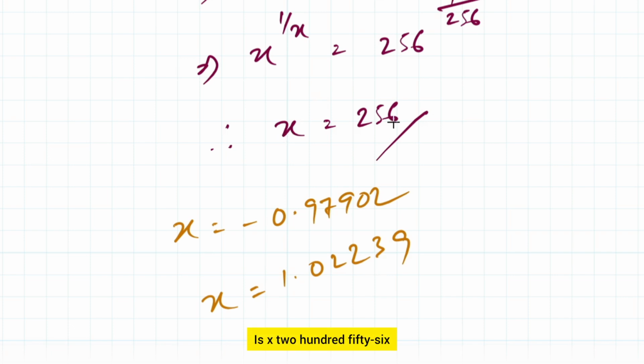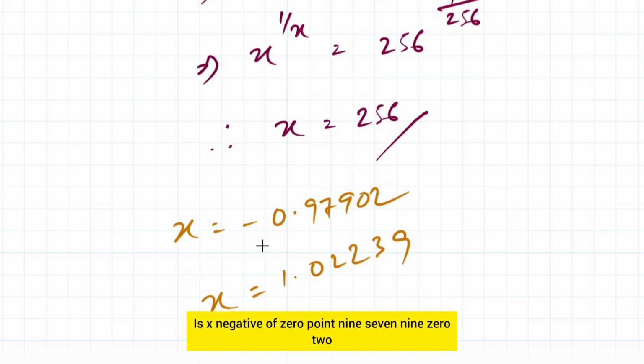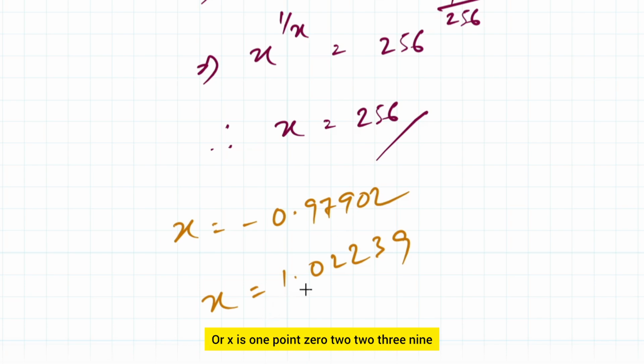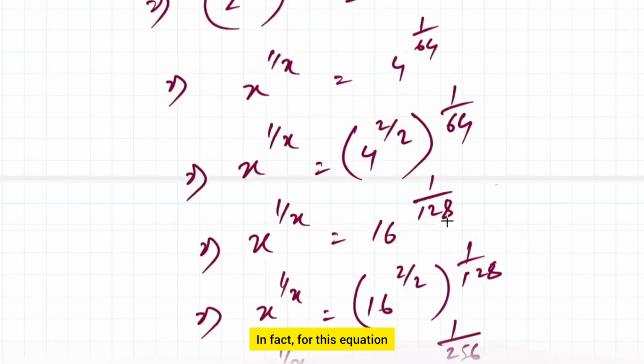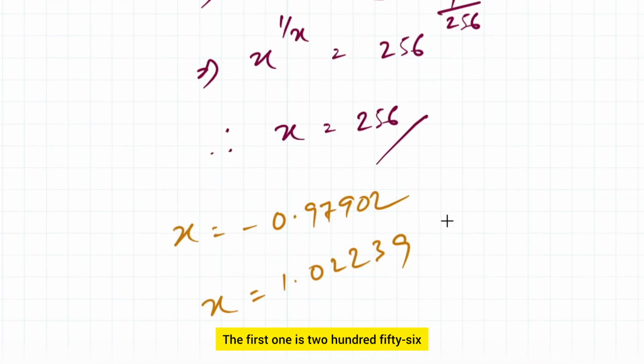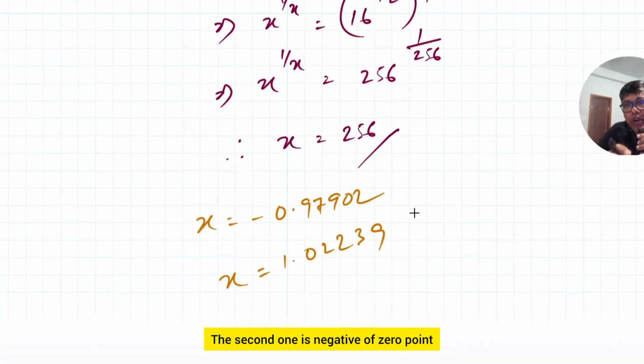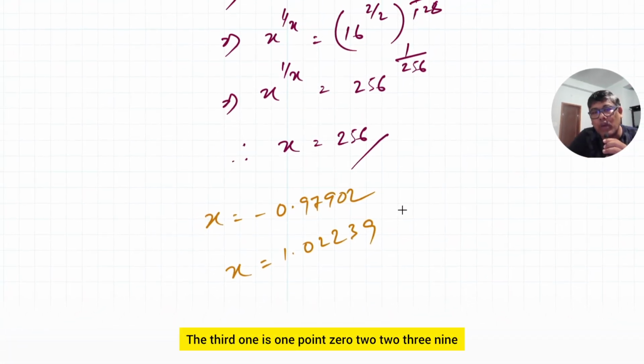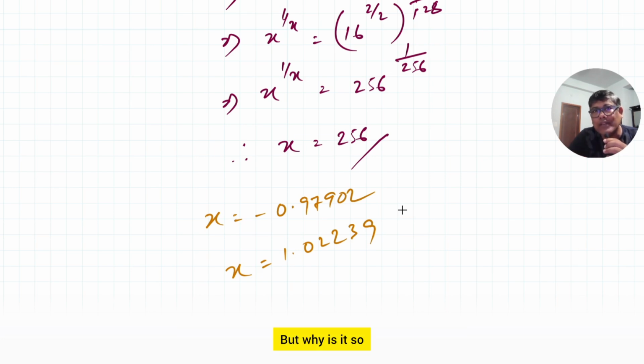Is x 256? Is x negative 0.97902, or is x 1.02239? In fact, for this equation, we have three real values. The first one is 256. The second one is negative 0.97902. The third one is 1.02239. But why is it so?